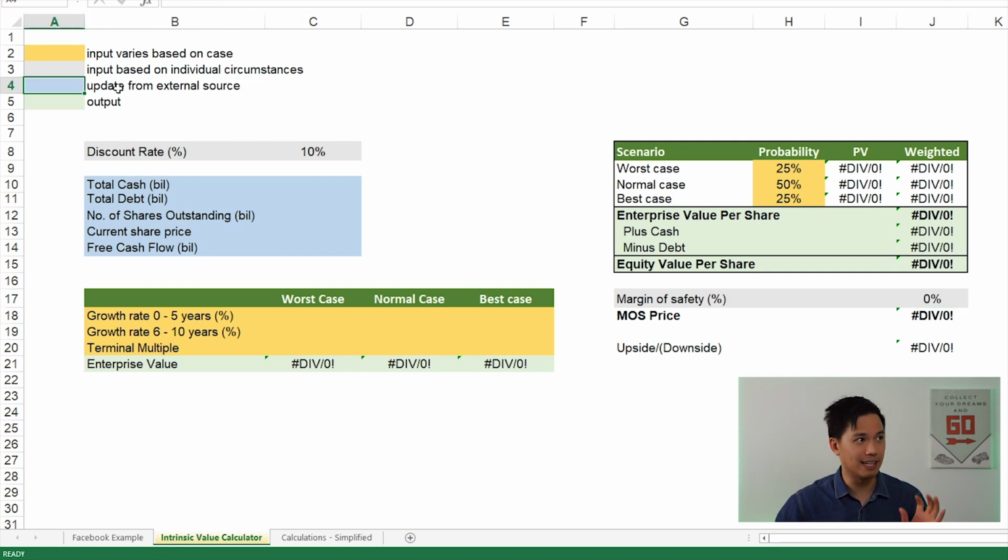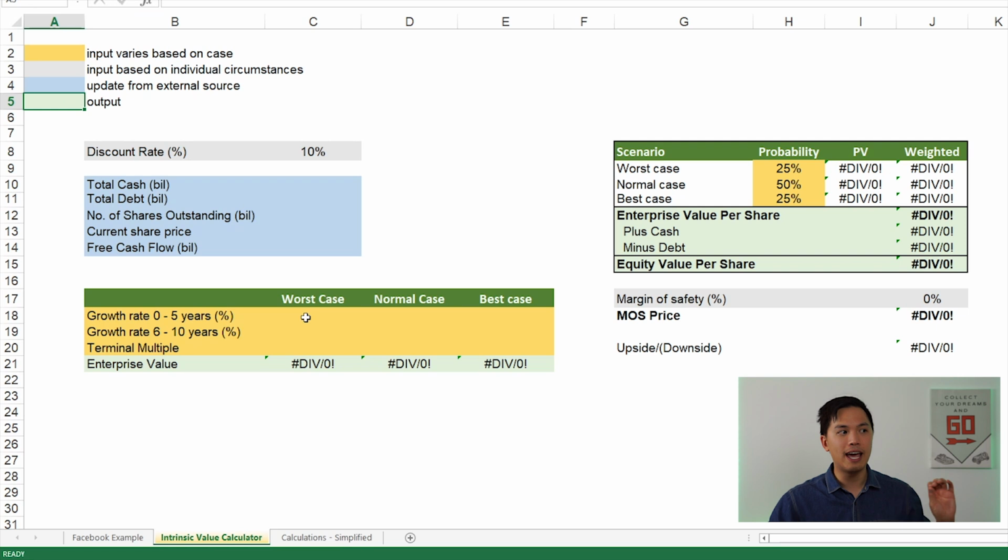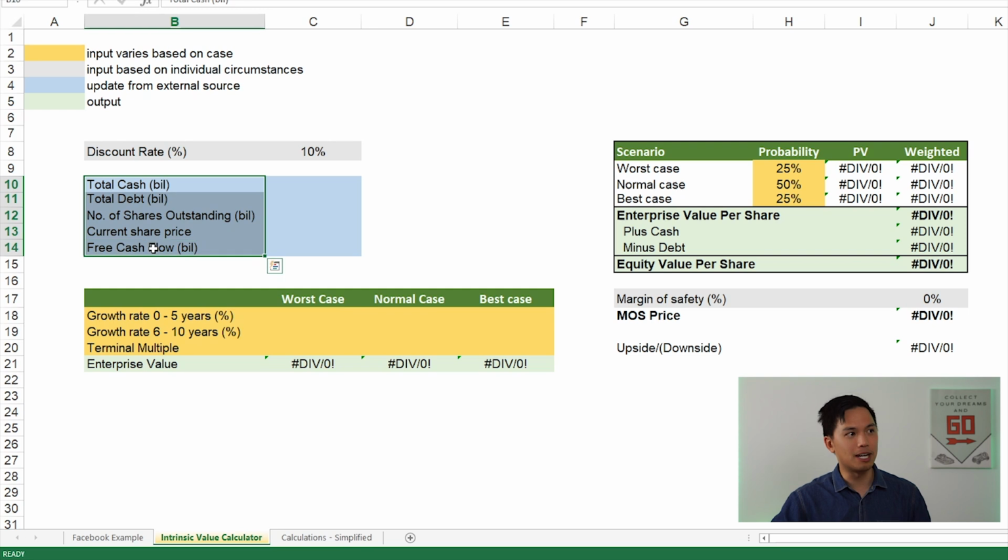The third one is the light blue color highlights, and that is to update from an external source. So the different things that we'll need to get are the total cash, the total debt, number of shares outstanding, the current share price, as well as free cash flow. And the last one is the light green highlighted ones, and that is an output. Basically, you don't need to touch this because that is all formula driven based on the work that I've done on this spreadsheet. So let's work through these different numbers over here.